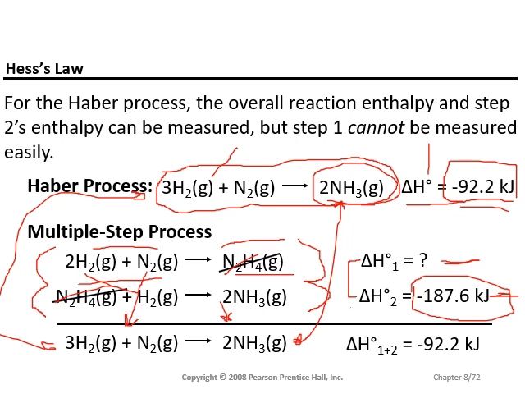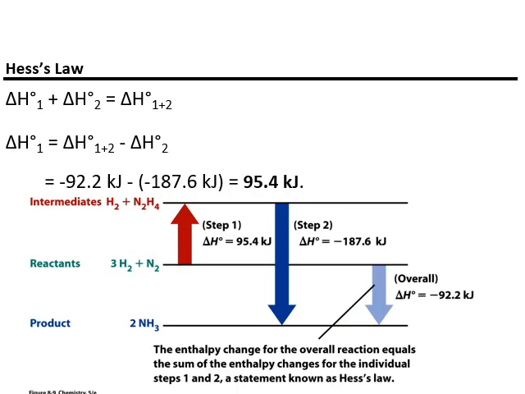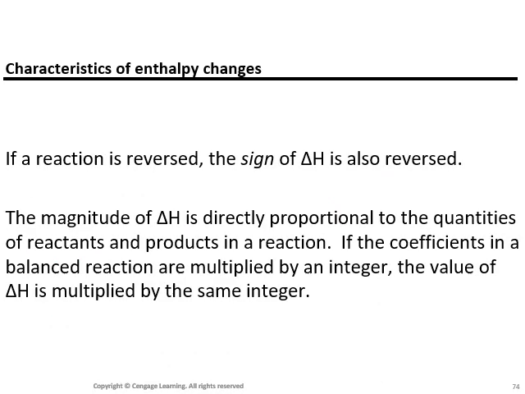So if you do that, you're going to start off with minus 92, and then you're subtracting a minus 187, so that looks like it's going to be plus 95. Let's see if I'm right. Next. And here is your answer. So yeah, it's plus 95. Let's go to the next slide.